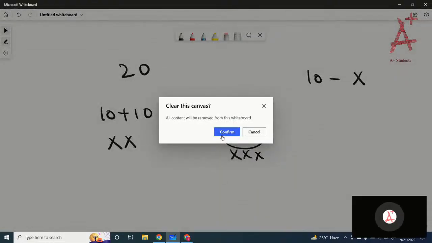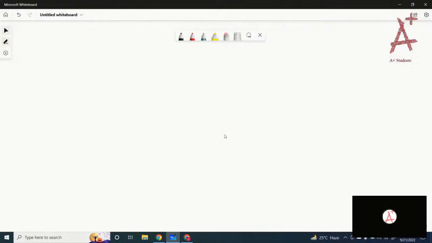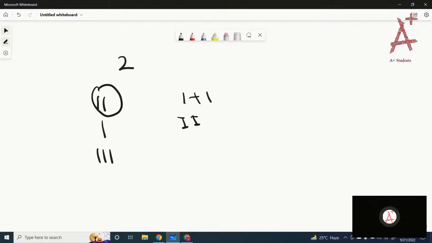Okay, the next one is: how would you write 2 as a Roman numeral? You are given three options. So which option is the correct one? Very good. It's the first one, because 2 is 1 plus 1. You can write 1 as I. So the first option is the correct one. Got it?